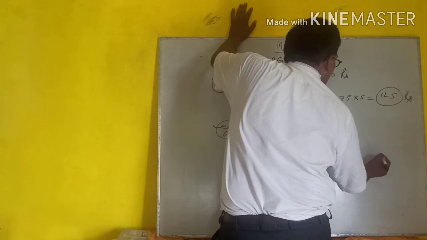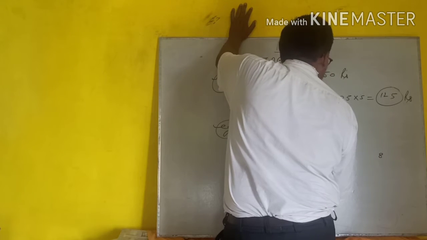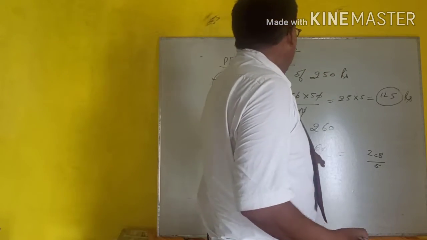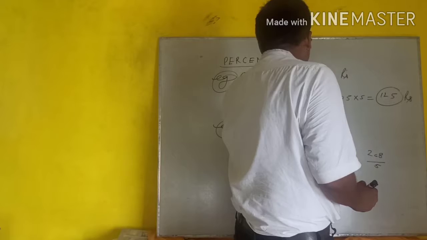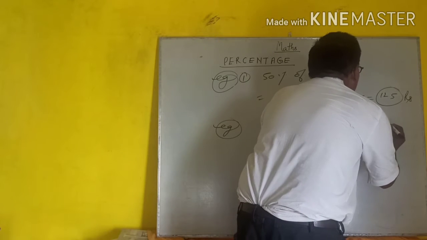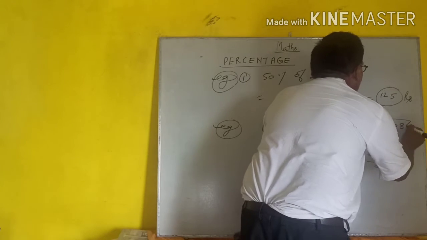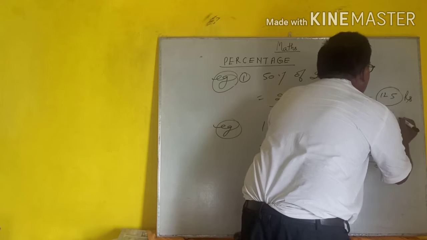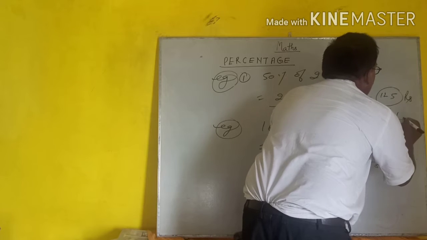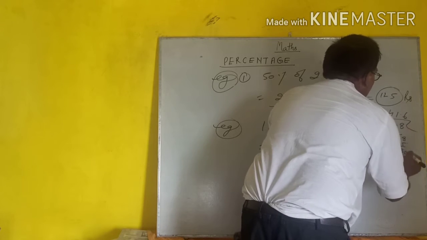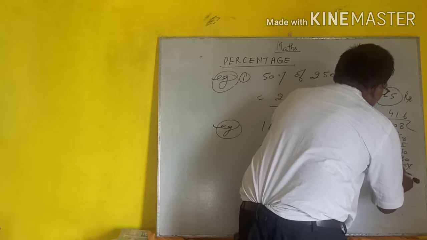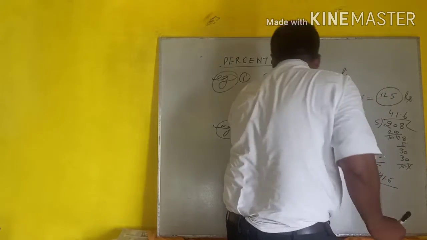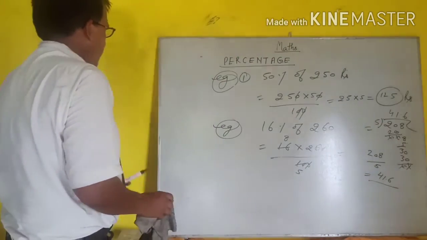8 6 are 48, write 8 carry 4, 8 2 are 16, 4 20, upon 5. It becomes 208 divided by 5. 5 4 are 20, here is 8, 5 1 are 5, here 3, here you write decimal 30, here 5 6 are 30, it becomes 41.6. I take another example.